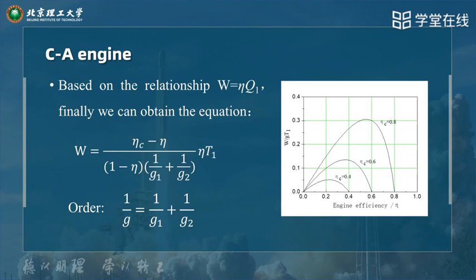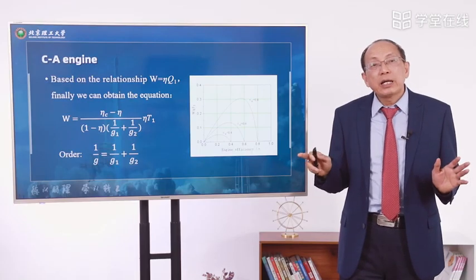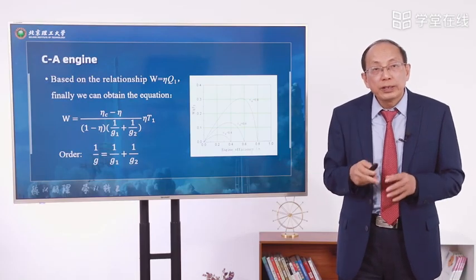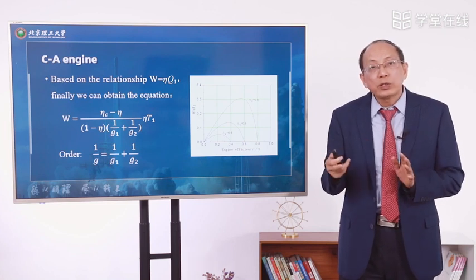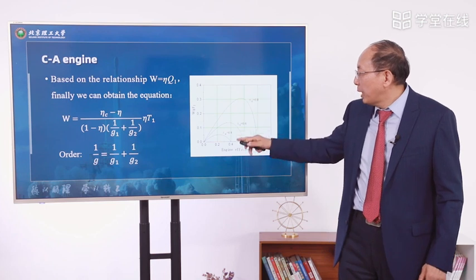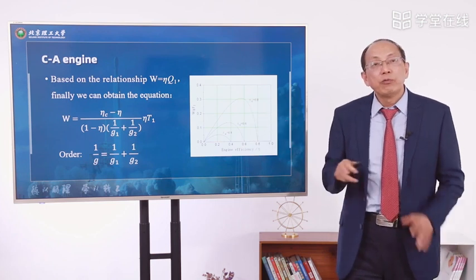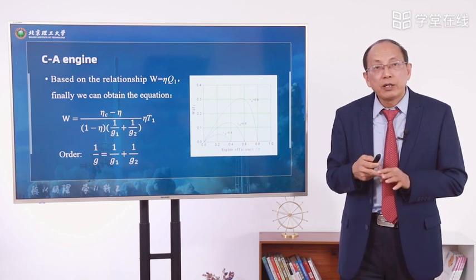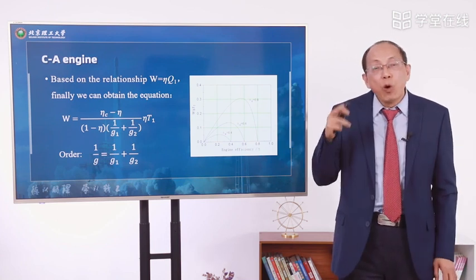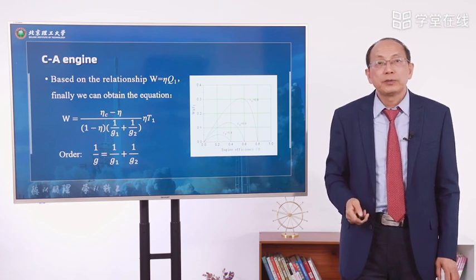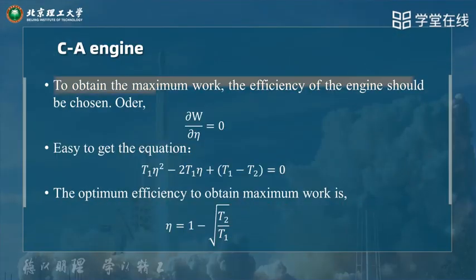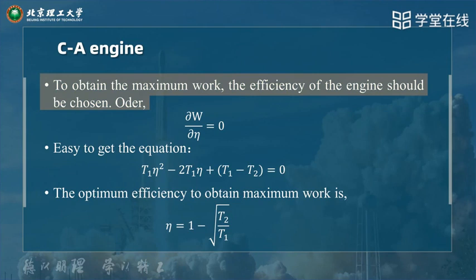From this equation, we can draw the picture like this. For any Carnot efficiency, we can obtain one curve, the work changing with the efficiency of the engine. We can find that for any Carnot efficiency there is a point where the work output is maximum. So to obtain the maximum work, the efficiency of the engine should be chosen.